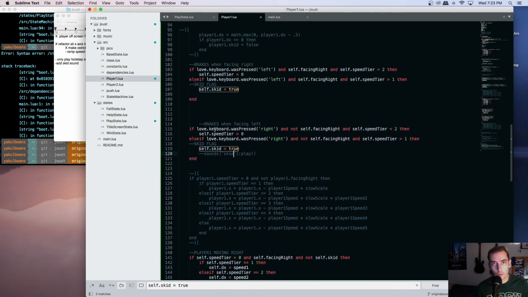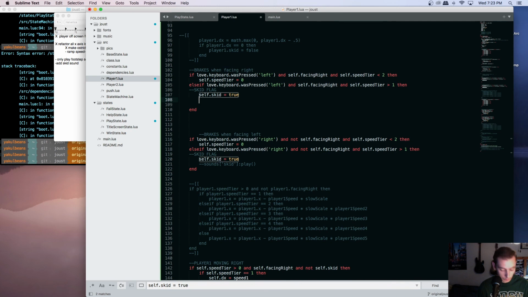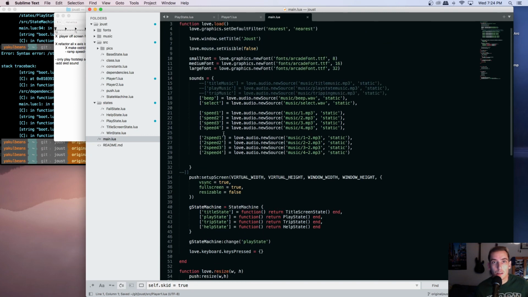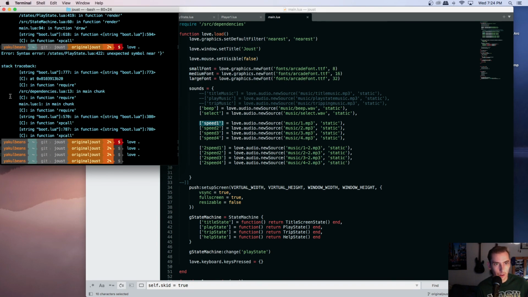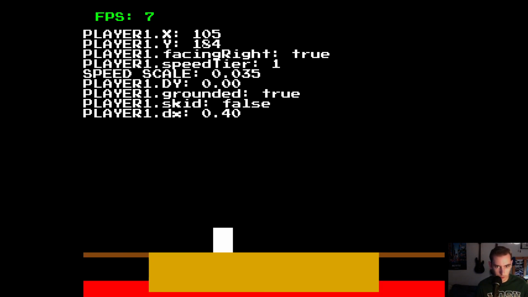And then same with right here. We can say, hey, once we add this sound called skid, we will then play it. That would require going into this main right here. So we need to make the MP3 file, import it as an audio source, give it a string key so we can access it, and then we can play it. But let me make sure we don't have any glaring bugs either.